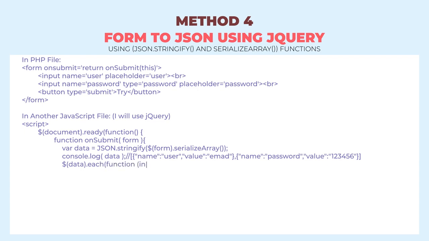You can read the output of serializing array function using nested jQuery each loop function.